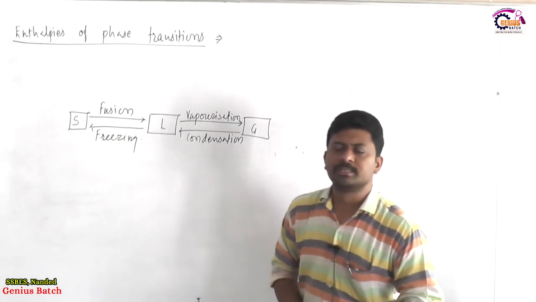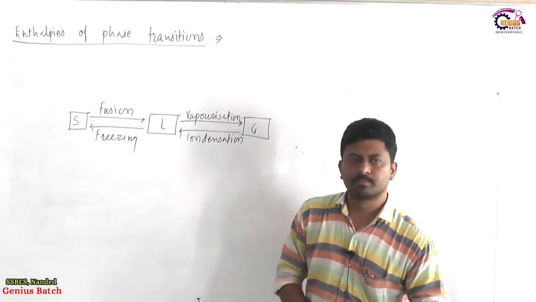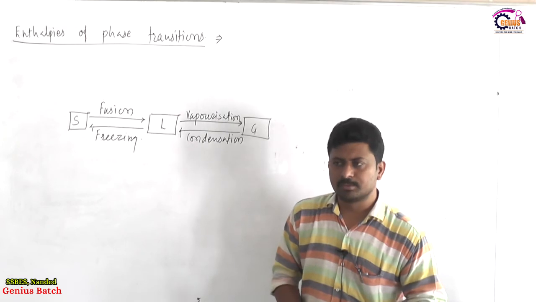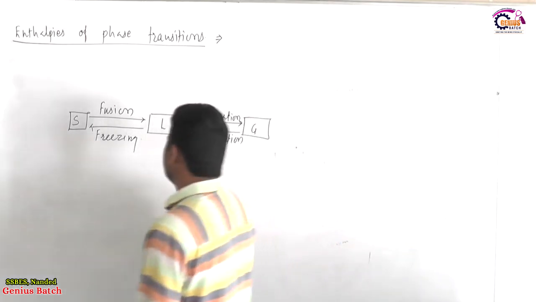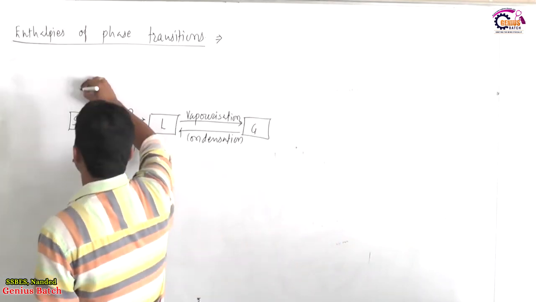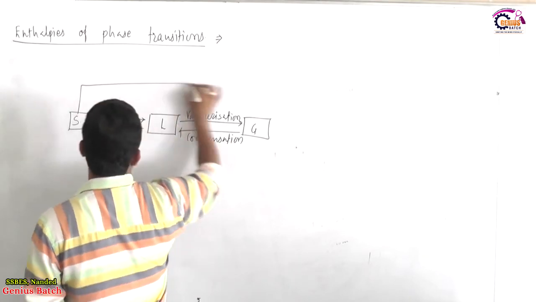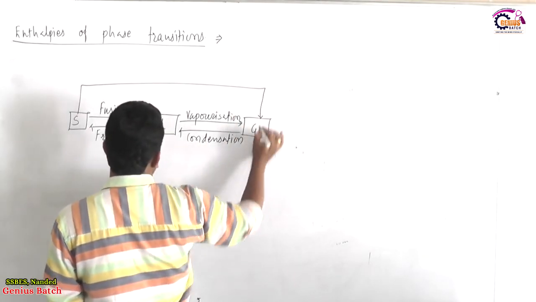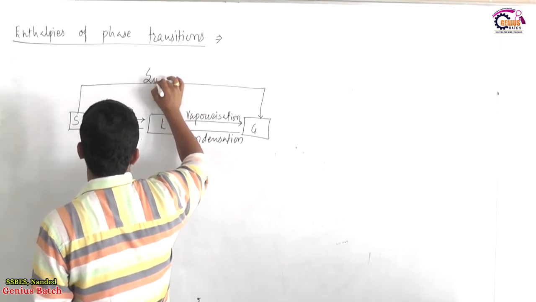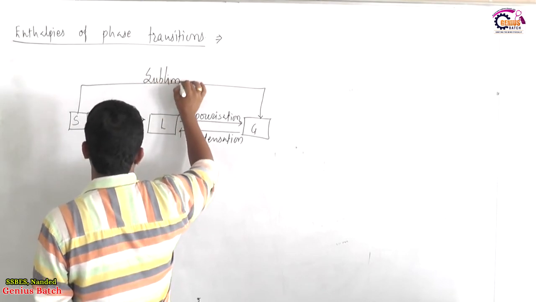These are the four physical state transition processes. Two more changes are possible. The fifth change is that a solid can be directly converted to gas. This is called sublimation.